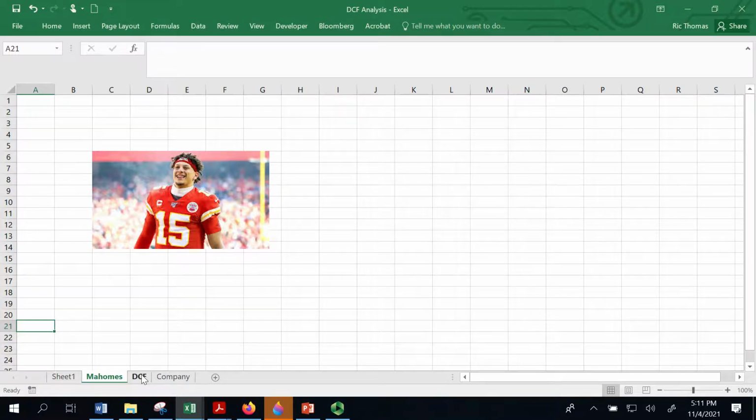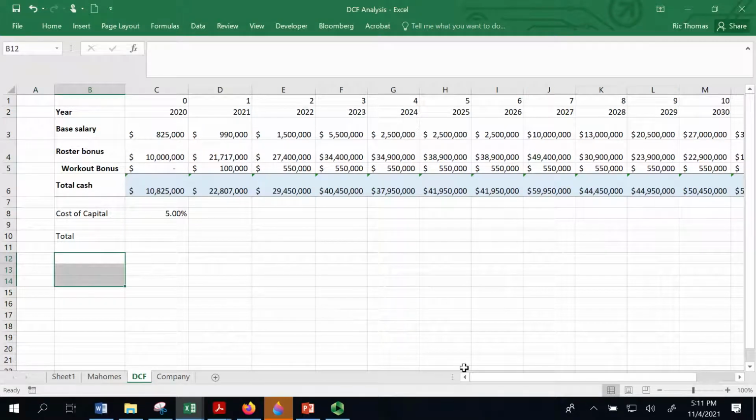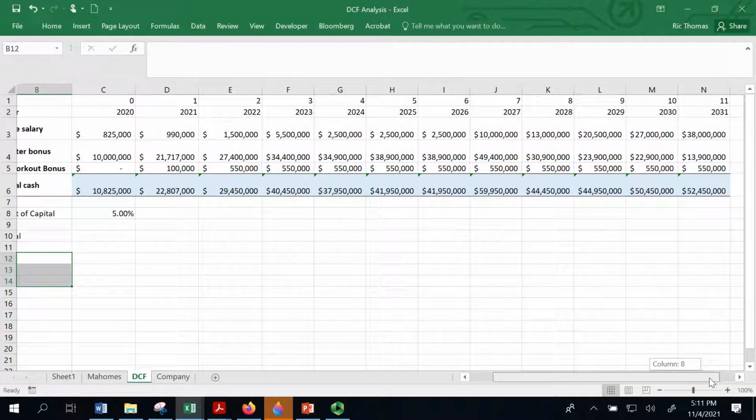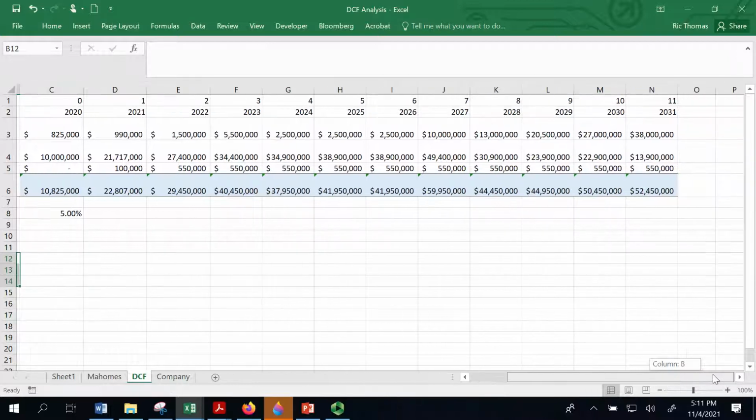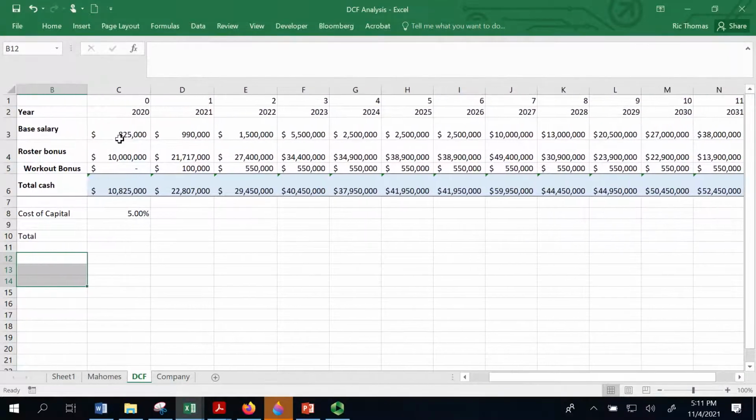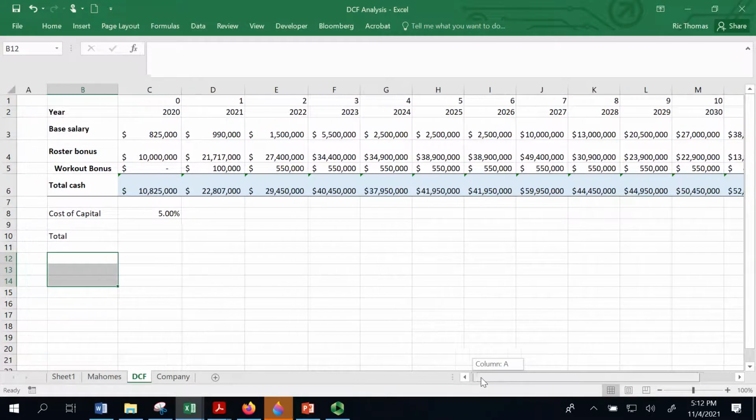So let's take a look at his contract. This is the beautiful thing about Patrick Mahomes' contract. It is all publicly available information. You can find it on the internet, as I did here, and it is laid out nice and clean for us. He gets a base salary, he gets a roster bonus, he gets a workout bonus. Can you imagine getting paid $550,000 in the year 2023 just to work out? I think I have to pay gym fees that are higher than that.